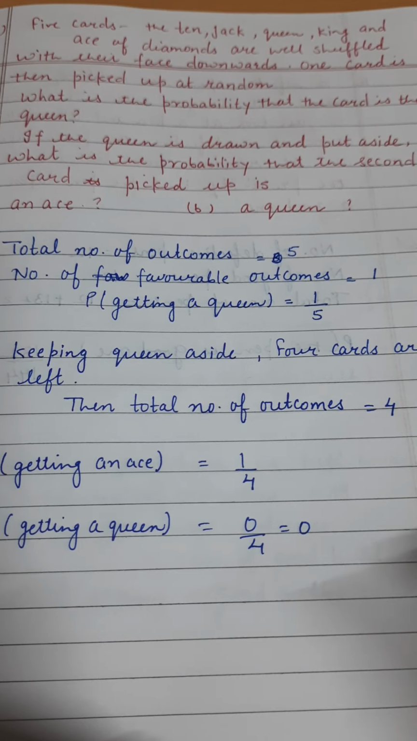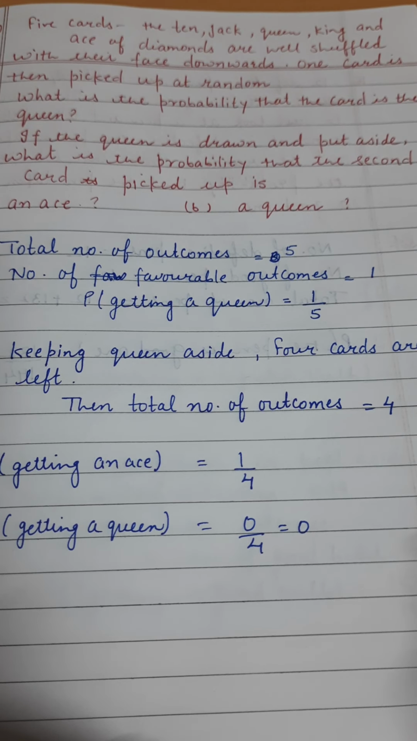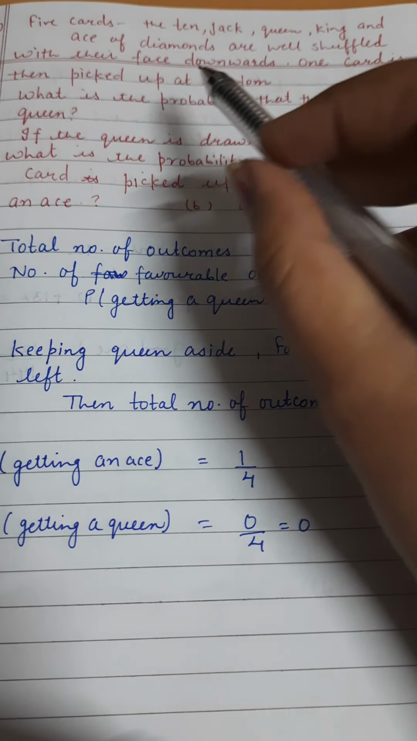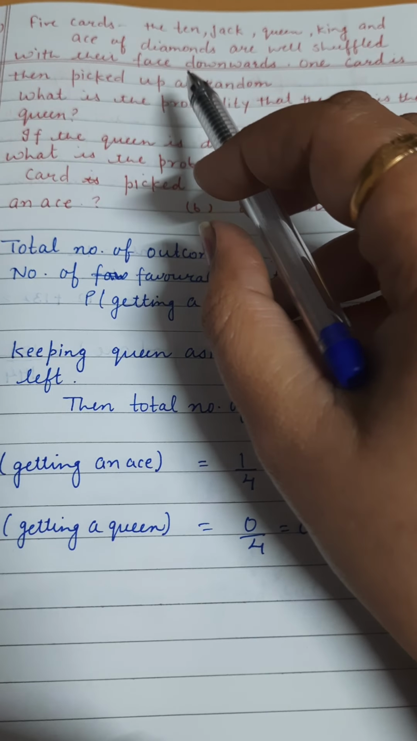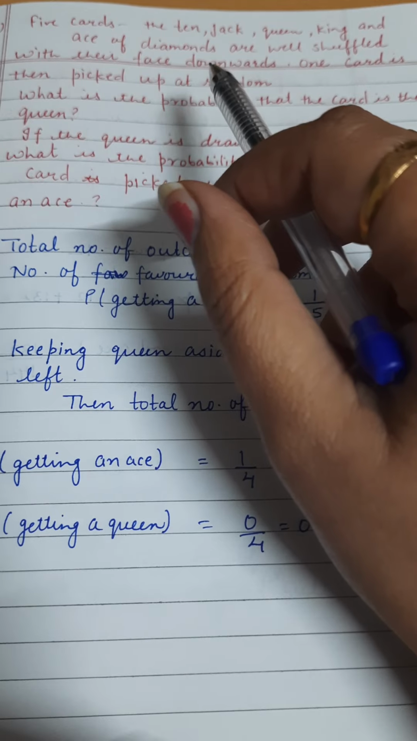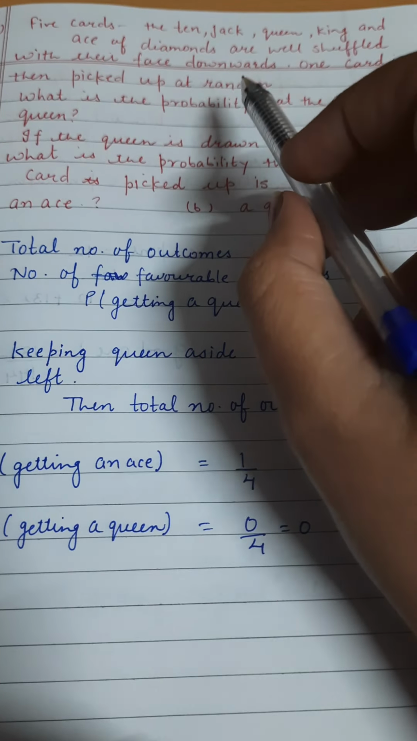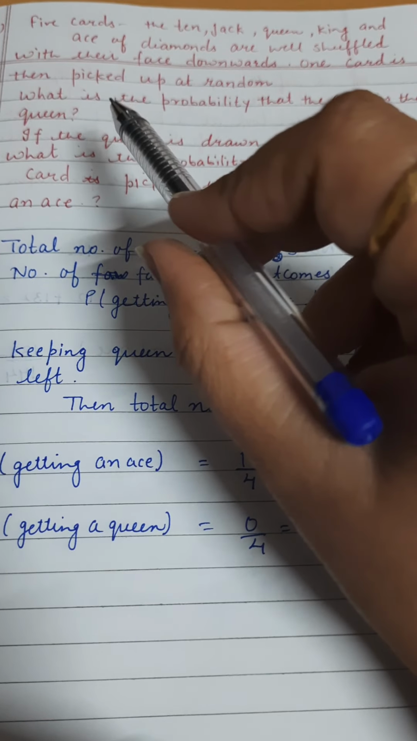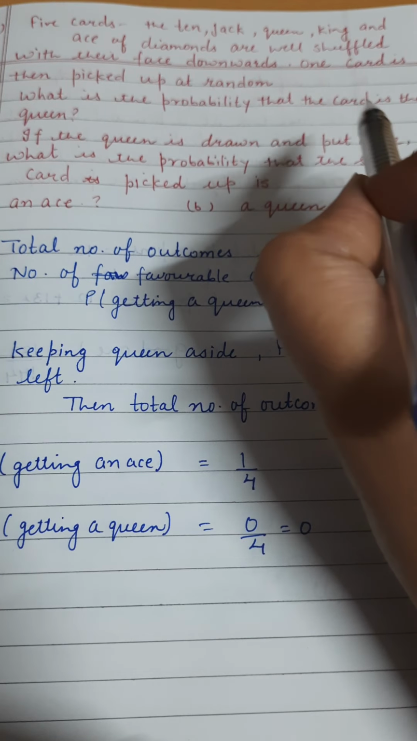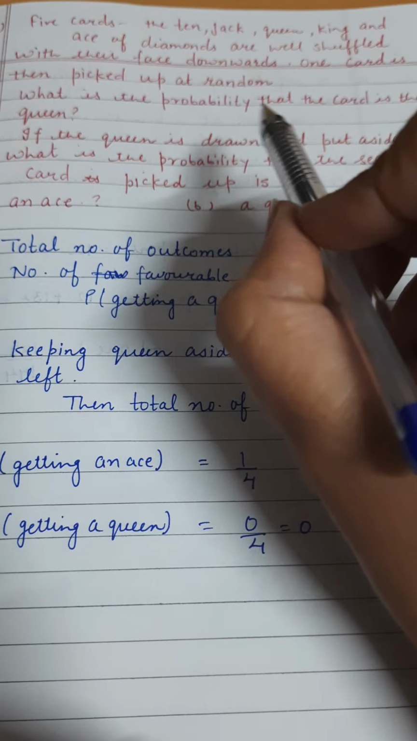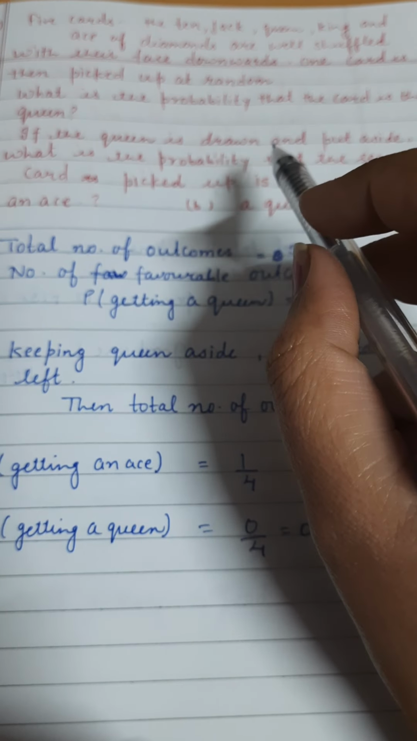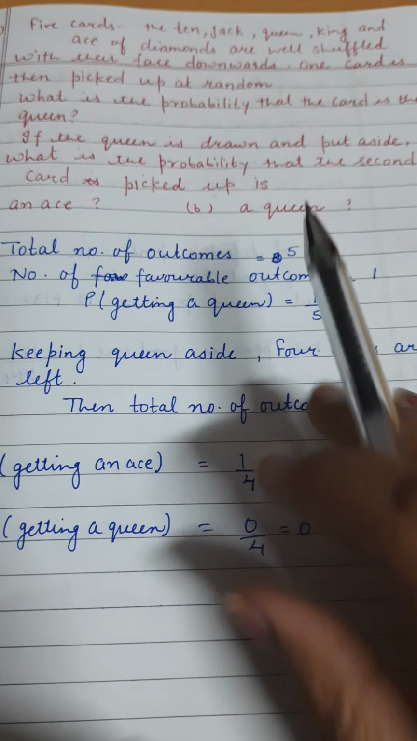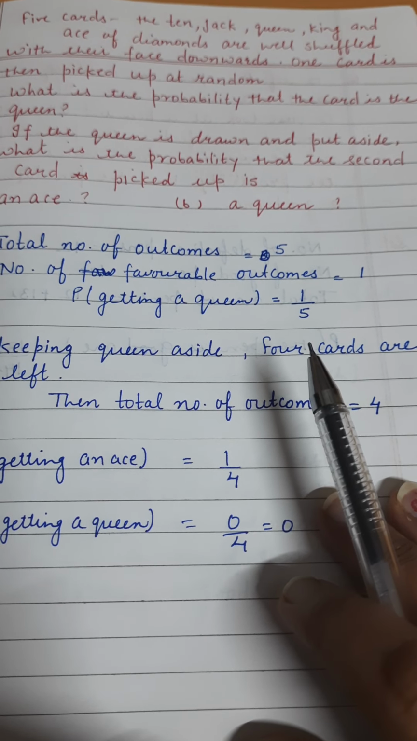Five cards: the number 10, jack, queen, king and ace of diamonds. So from diamonds the 5 cards are taken. The 10, jack, queen, king and ace are well shuffled with their faces downwards. One card is then picked up at random. What is the probability that the card is the queen?